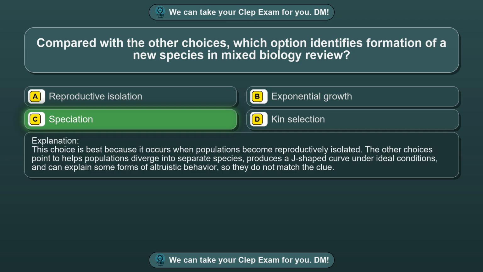Speciation. This choice is best because it occurs when populations become reproductively isolated. The other choices point to helps populations diverge into separate species, produces a J-shaped curve under ideal conditions, and can explain some forms of altruistic behavior, so they do not match the clue.